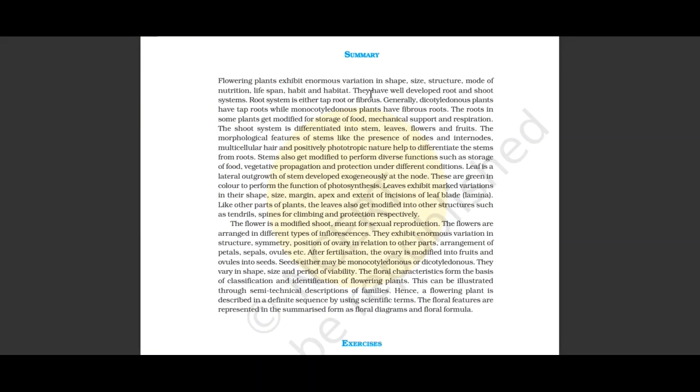Flowering plants exhibit enormous variation in shape, size, structure, mode of nutrition, lifespan, habit, and habitat. They have well-developed root and shoot system. Root system is either taproot or fibrous. Generally, dicotyledonous plants have taproot, while monocotyledonous plants have fibrous root. The root in some plants gets modified for storage of food, mechanical support, and respiration.